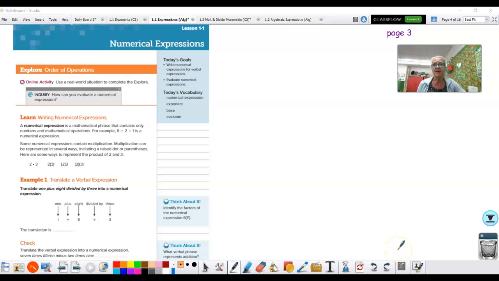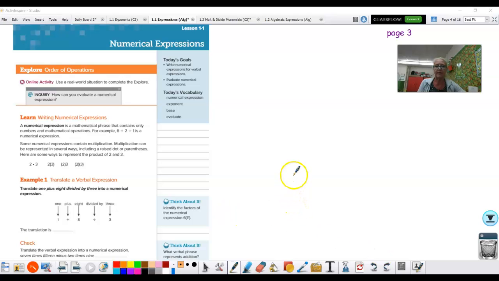Hello, boys and girls. Today I'm going to go through lesson 1-1, numerical expressions. This is on page 3 of your math workbook. I'm going to try to go through it and tell you basically what you need to know for the week.